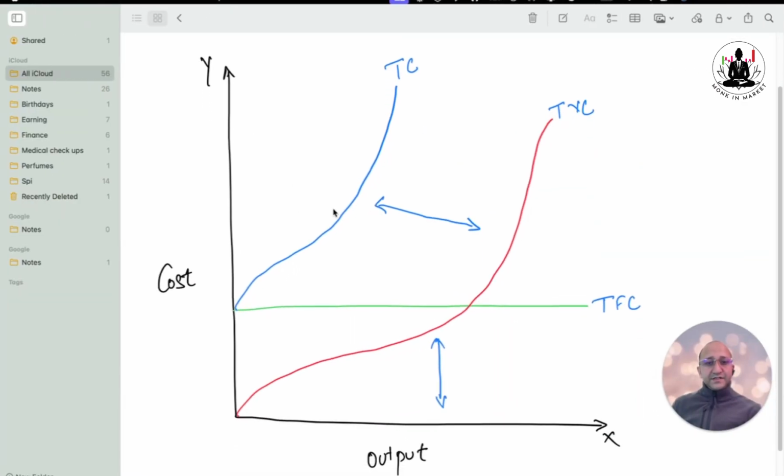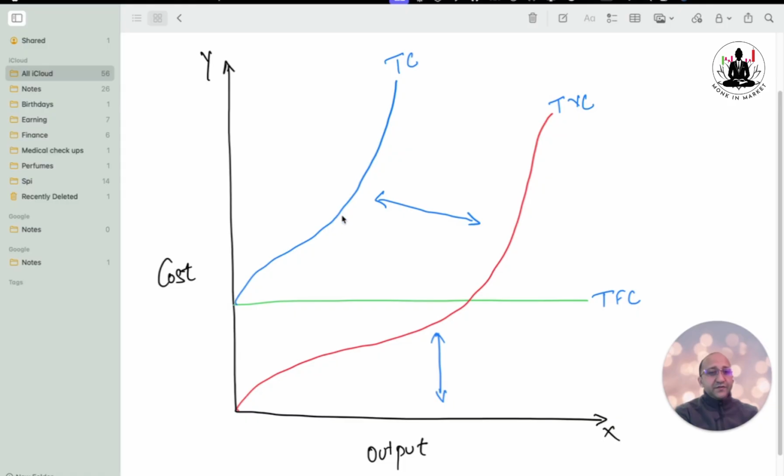So this is a graph, guys. It's a relationship between TFC, TVC, and TC. It is the fixed cost, total variable cost, and total cost. So let's see. This is the output on the x-axis, and the y-axis is the cost, right? Now let's start from the fixed cost.